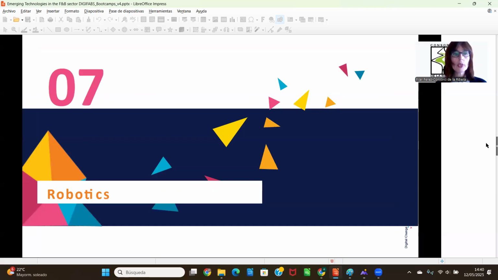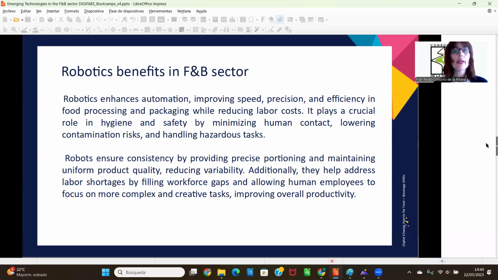When we talk about robotics and automation, it clearly offers numerous benefits, including increased efficiency and reduced labor strain. While often associated with large corporations, robotics are increasingly accessible or extended to SMEs.